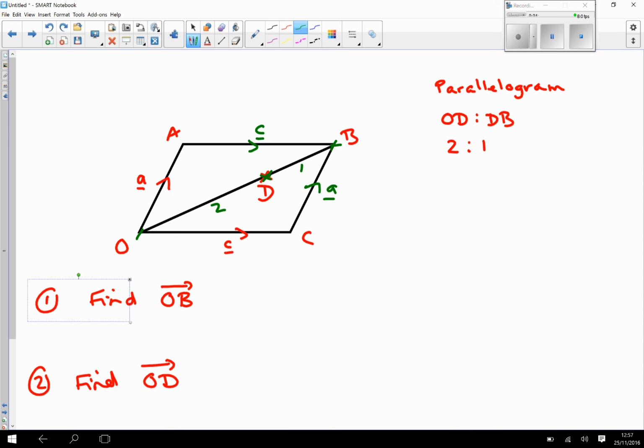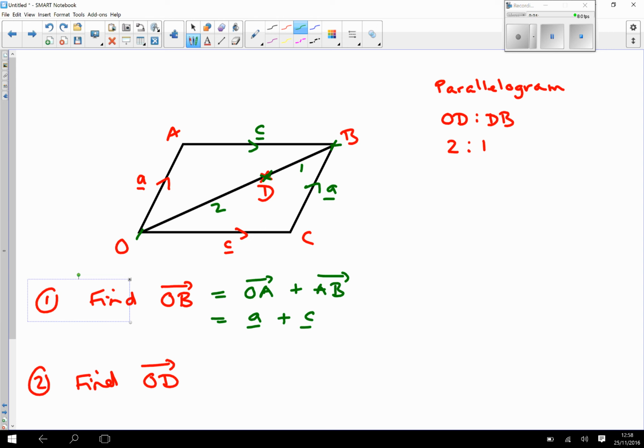So I want to go from O to B. I can't do that directly at the moment because I don't know a route to get from O to B. But I do know that I can go from O to A and then from A to B. And that's useful because I know that O to A is called little a, and I know that A to B is called little c. So that's the answer to part 1. The vector OB is a plus c.